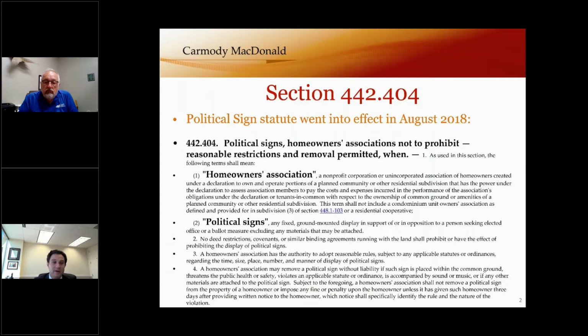So it's important to point out that this is a statute dealing only with homeowners associations as defined by the statute. We're not talking about condominiums. We're only talking about homeowners associations, which are defined here as nonprofit corporations or unincorporated associations of homeowners created under a declaration to own and operate portions of a planned community or other residential subdivision that has power under declaration to assess association members, and you can read the rest here.